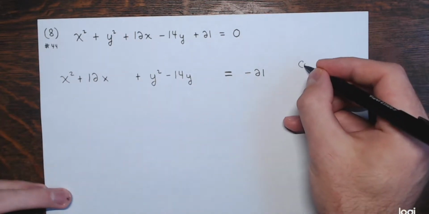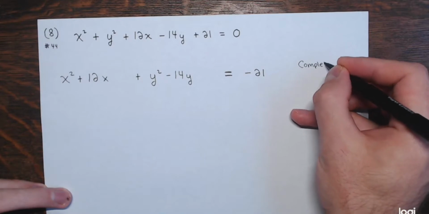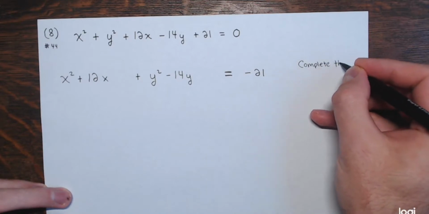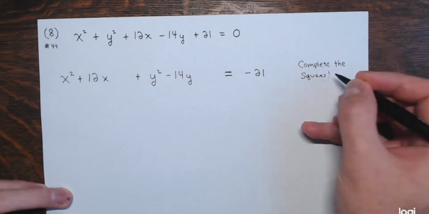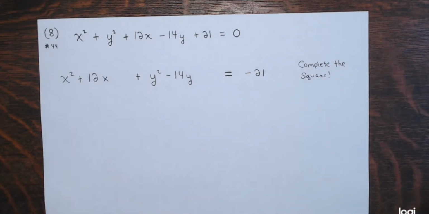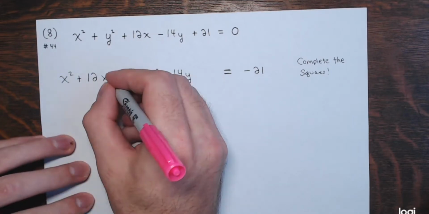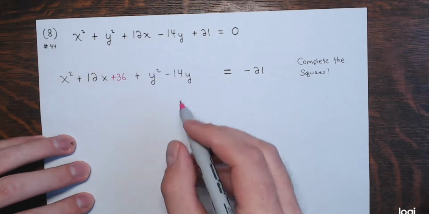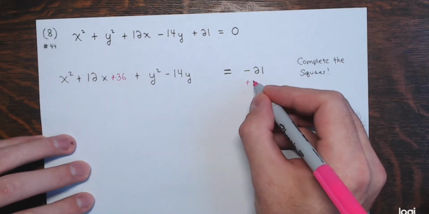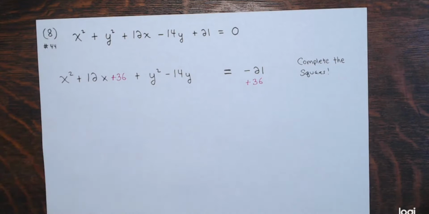So now again, I'll write it. We complete the square twice. Right? You do it for the x's and the y's. I'll say complete the squares, plural. Alright, so on the x's, I'm adding 36. And then I would do the same to the other side. Don't forget it's an equation. And then on the y's, I would be adding 49.